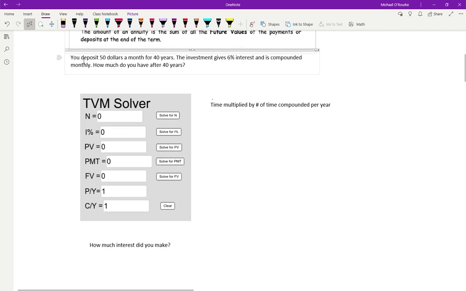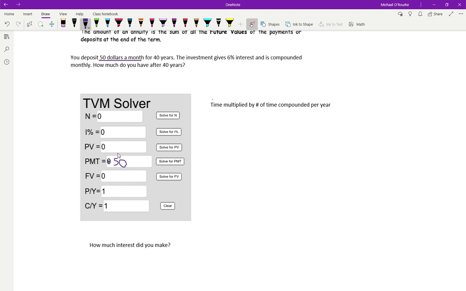All right, so let's go through some of these here. We're just using our TVM solver again. We're just going to use the payment item here. So you deposit $50 a month for 40 years and invest 6%. The investment gives 6% interest and is compounded monthly. How much would you have after 40 years? Okay, let's take a look here. We have $50 a month payment. So our payment here is 50.